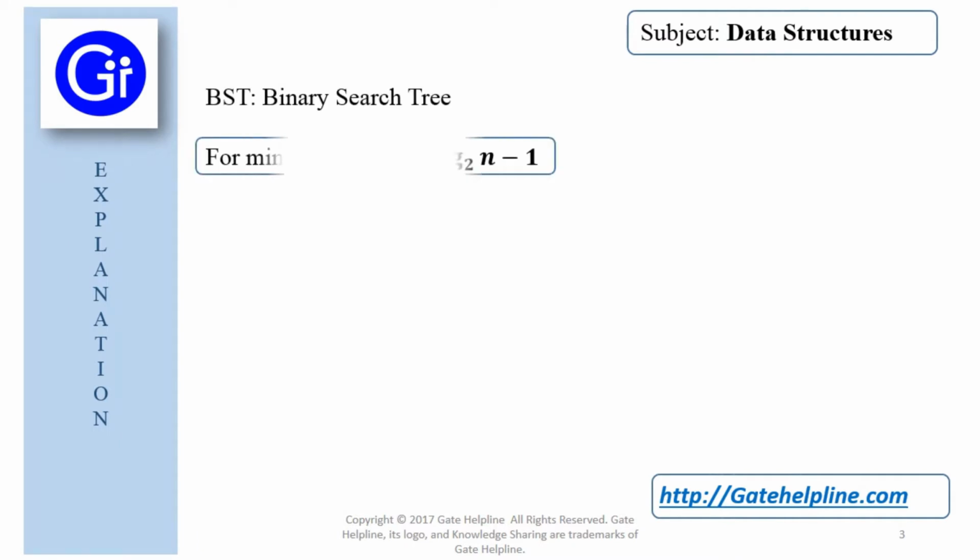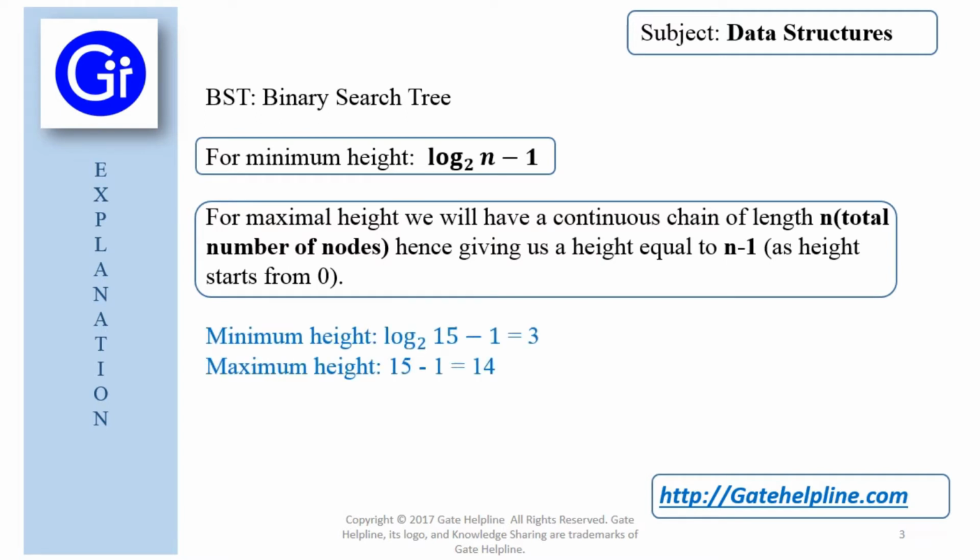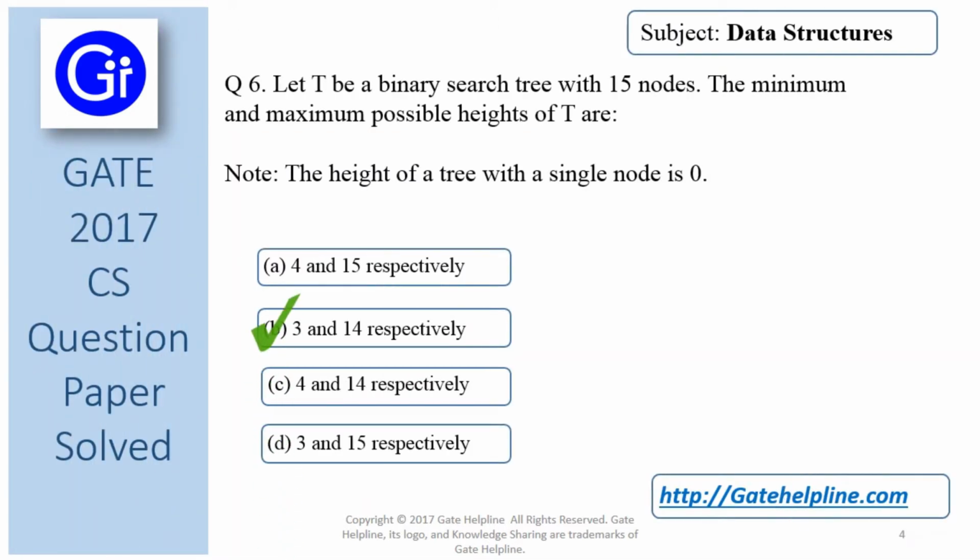BST, binary search tree. For minimal height, we have the formula log base 2 n minus 1. For maximum height, we will have a continuous chain of length n, the total number of nodes, hence giving us a height equal to n minus 1, as height starts from 0. So for minimum height, we put n equal to 15. So log base 2 of 15 minus 1, that is 3. For maximum height, it's n minus 1, that is 15 minus 1 equals 14. So as per our discussion, the answer to this question is option B, that is 3 and 14 respectively.